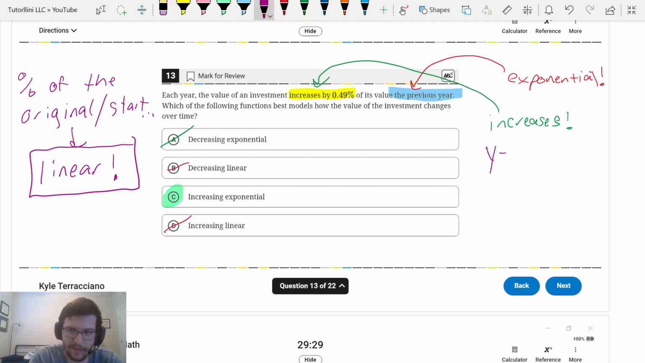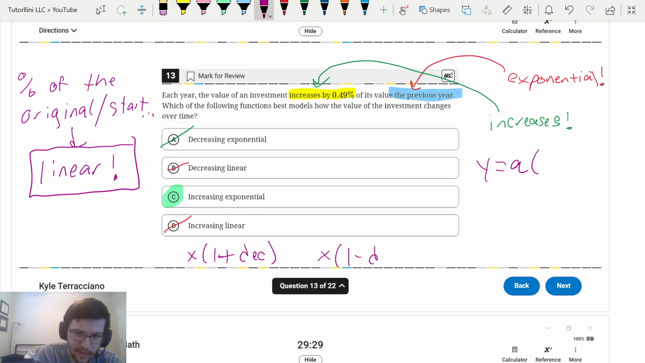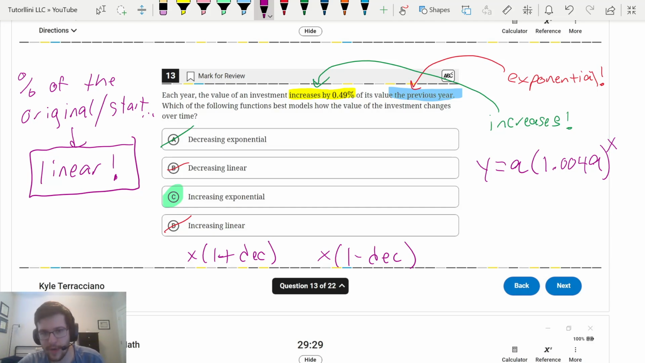This equation is of the form y equals a times b to the x. To figure out the percent multiplier for an increase, you multiply by 1 plus the decimal. For a decrease, you multiply by 1 minus the decimal. So 0.49, we divide by 100, and we get 0.0049. Then we add it to 1 to find the multiplier, and we get 1.0049. So this equation will look something like a times 1.0049 to the x. You didn't need to find that to answer the question. I'm just showing you in case this was a follow-up question. So we made a decimal, and then we did 1 plus the decimal because it's an increase.